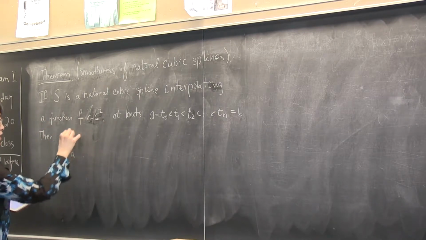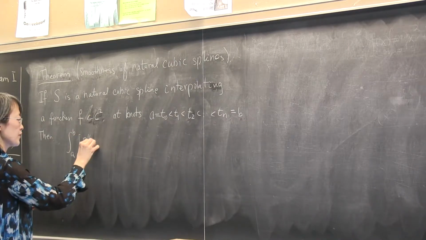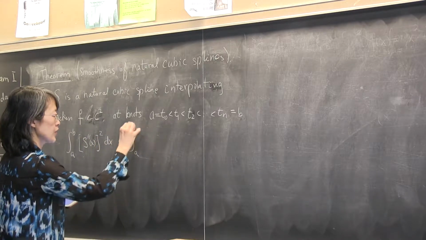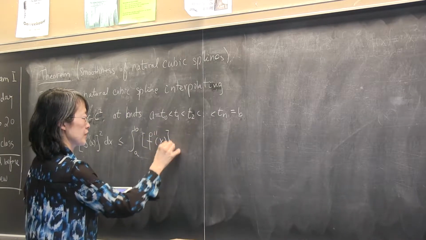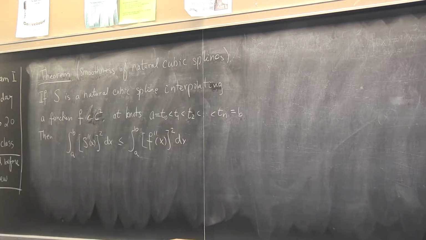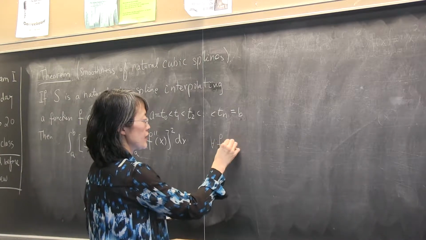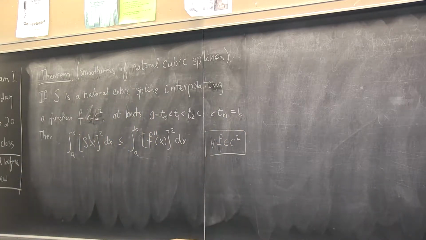If I integrate from a to b of my spline function's second derivative squared, it is less than or equal to the same integral, but for f. Okay? So f is a generic function, and s is the cubic spline. So I could even say this holds for all functions f in C2. There's no specific constraint on f except that the spline interpolates it.